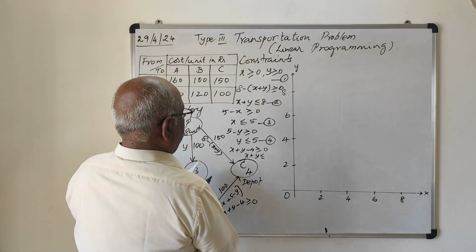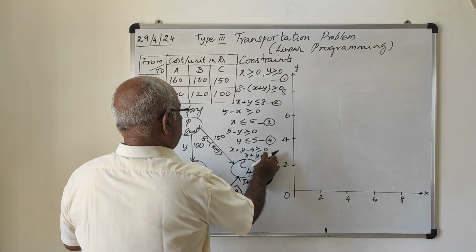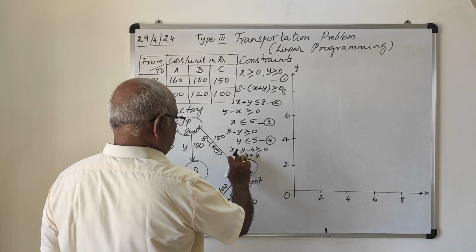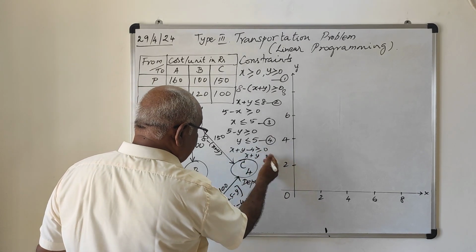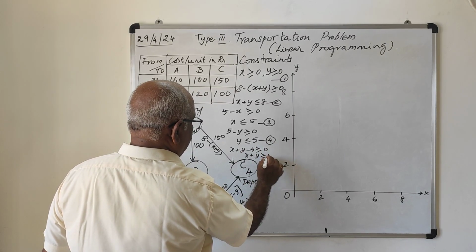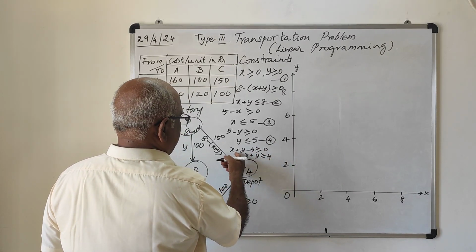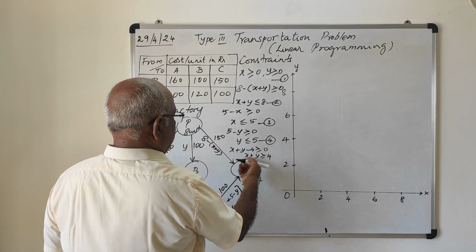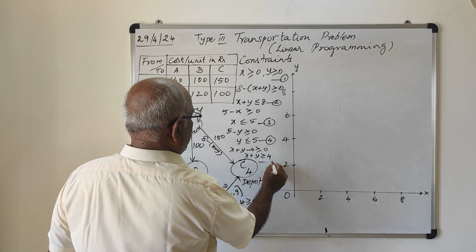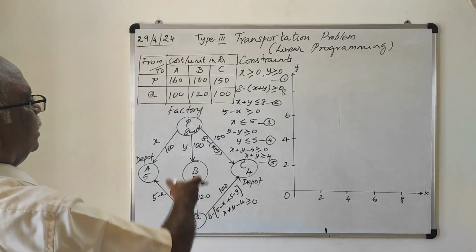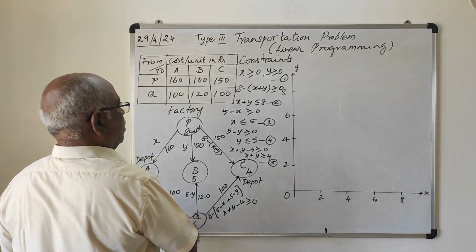Here is a small correction. x plus y minus 4 is greater than or equal to 0. This implies x plus y is greater than or equal to 4. If you bring this 4 to that side, the inequality remains the same. The minus 4 goes to the right hand side, so x plus y is greater than or equal to 4. This is equation 5. These are the 5 constraints for this problem.